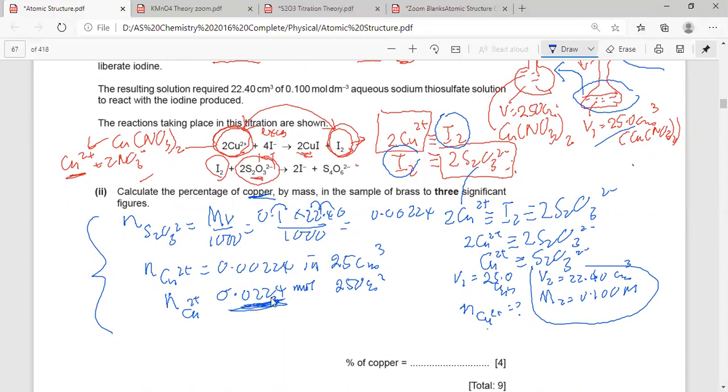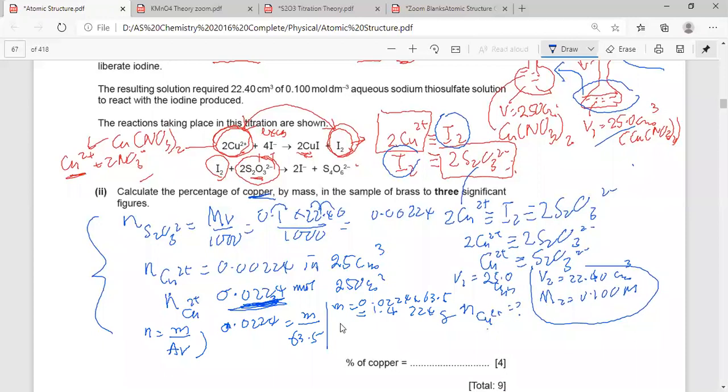So can I find the mass of copper here? This one is 0.0224 moles. I want to find the mass of copper. So number of moles equals mass over Ar. So 0.0224 equals mass over copper's 63.5. Therefore mass is equal to 0.0224 times 63.5, which equals, I got it here, 1.4224 grams.